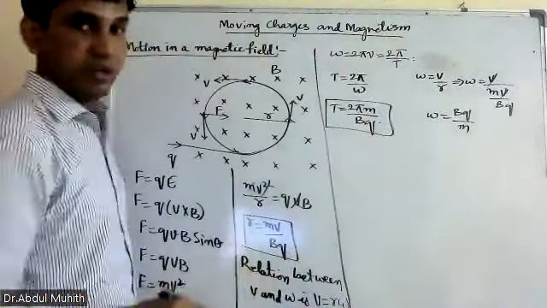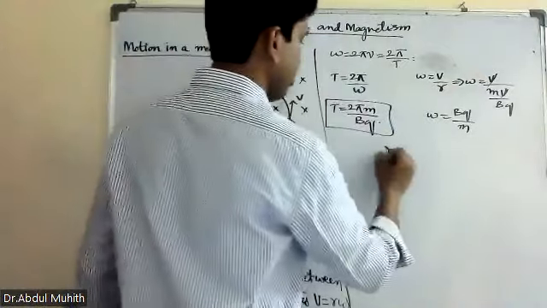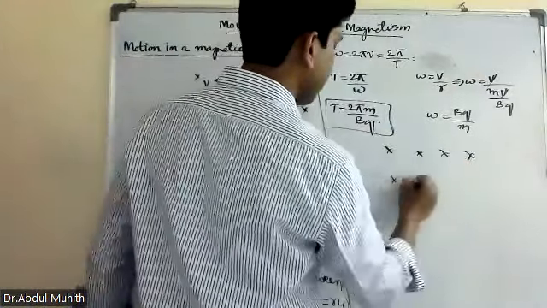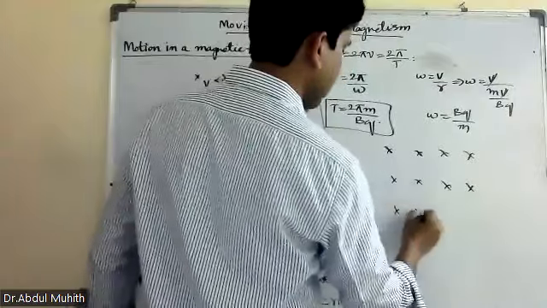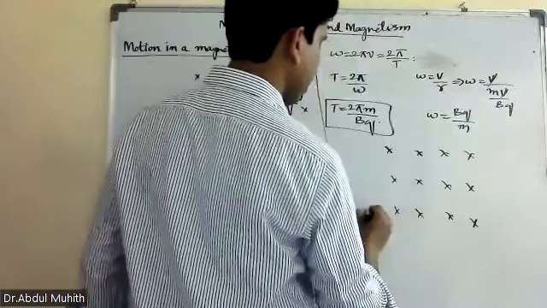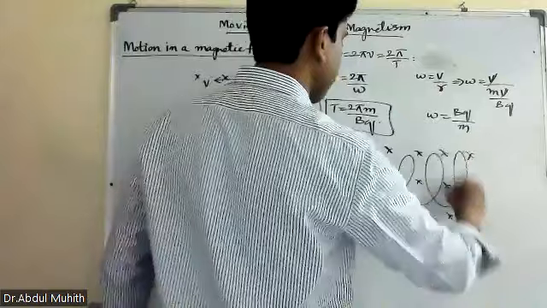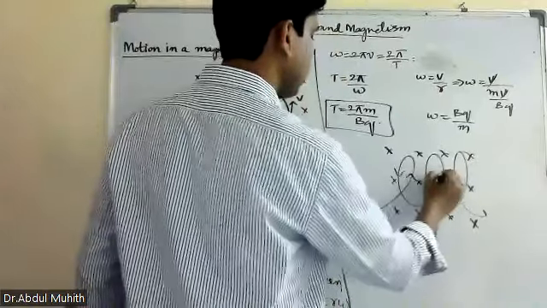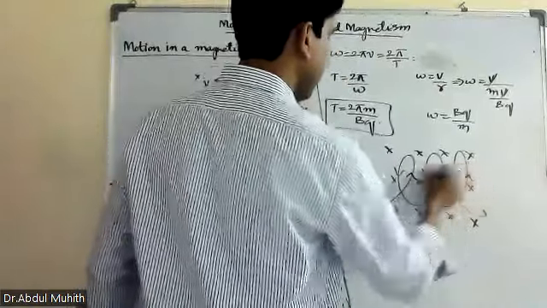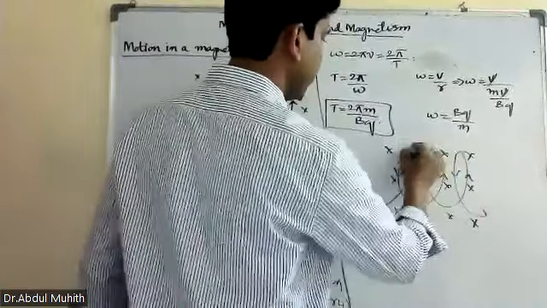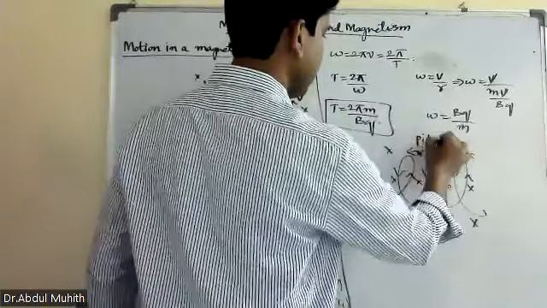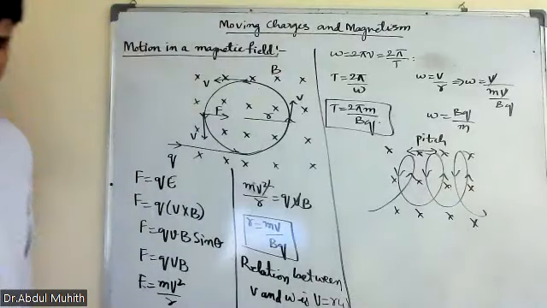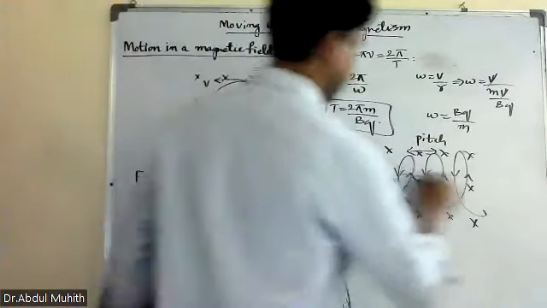Suppose the particle is not released at 90 degrees, but is released at an angle. What will happen? The particle will undergo a spiral or helical path. It starts moving in a helical path. So it has a pitch. Pitch means the distance between two spirals.